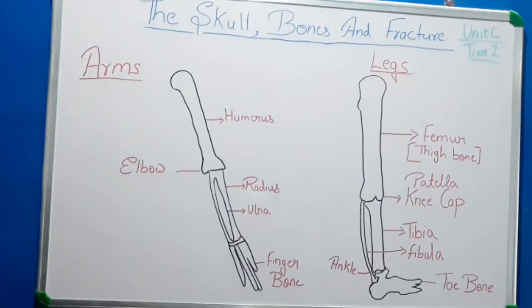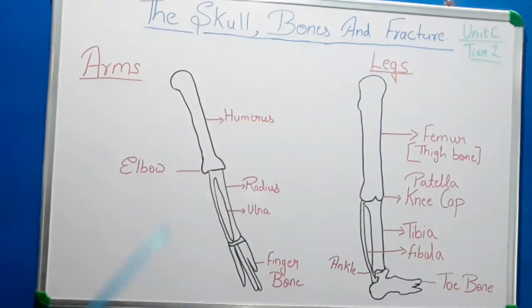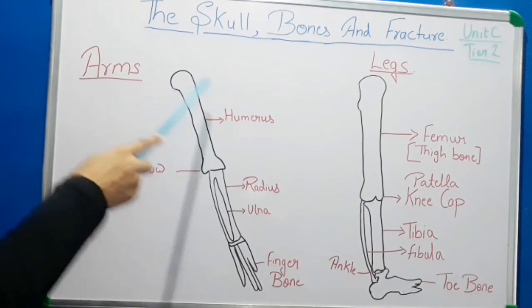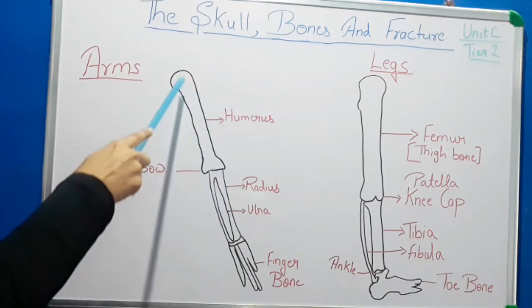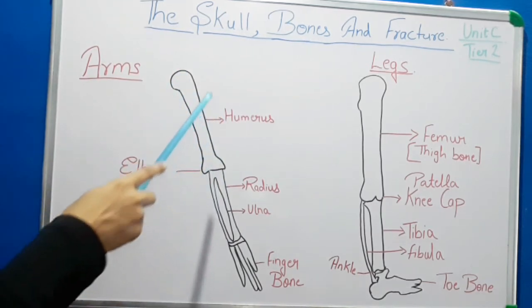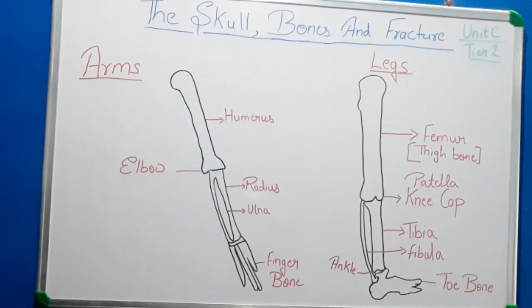Now let us study the arms and legs. See the structure. This is the arm, and this bone is called the humerus, the long bone of the arm. The upper arm has a long bone which is called the humerus.